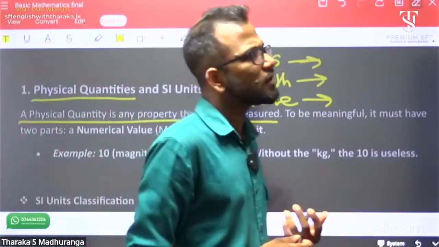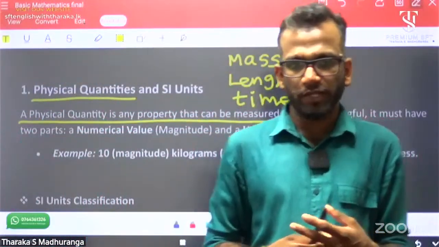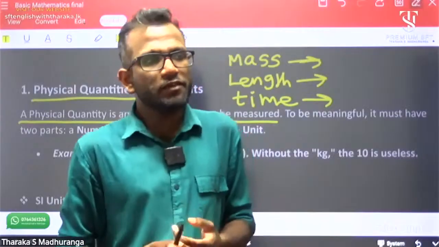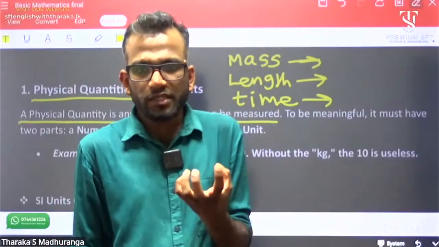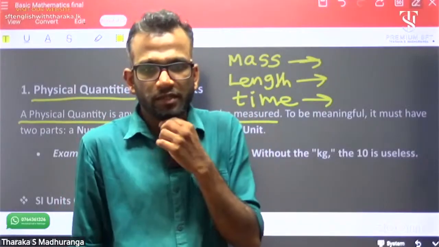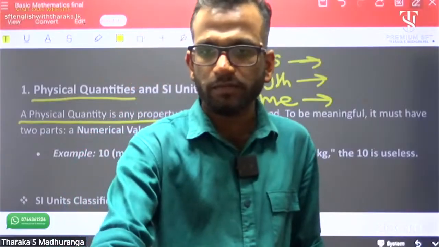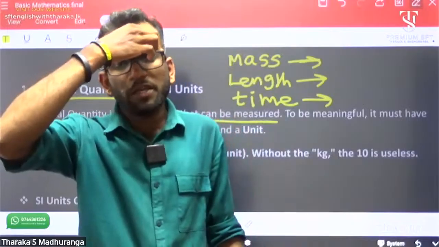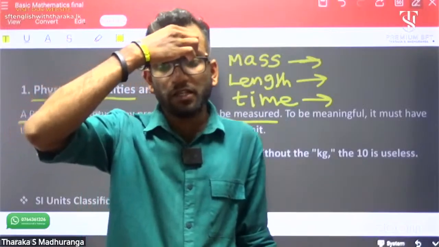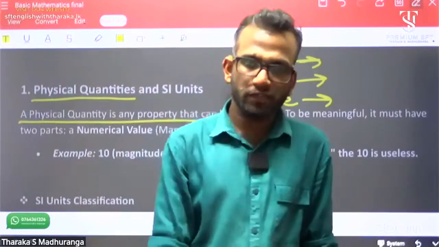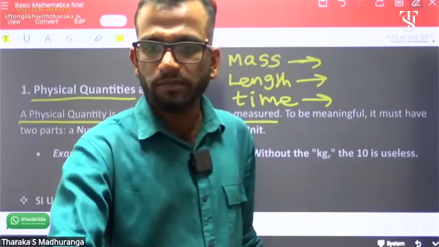Liquid is not a physical quantity. Liquid is the volume we are measuring. Volume is a physical quantity. Speed, very good. The speed is a physical quantity. The speed or velocity, the velocity is a physical quantity. Very good.